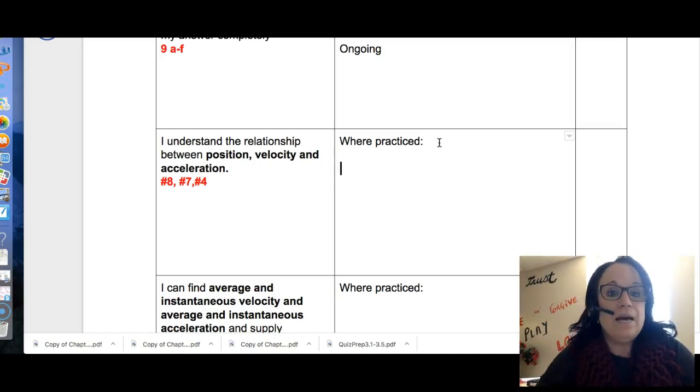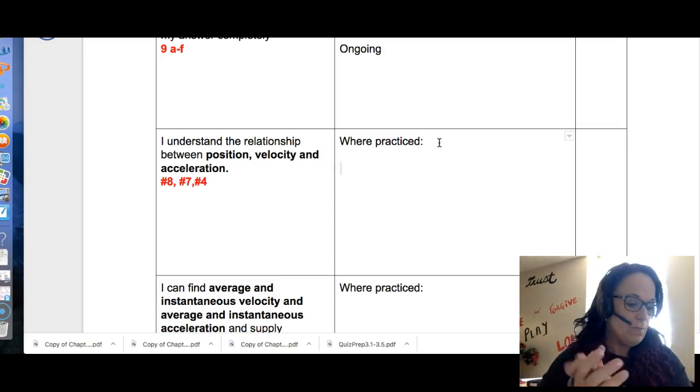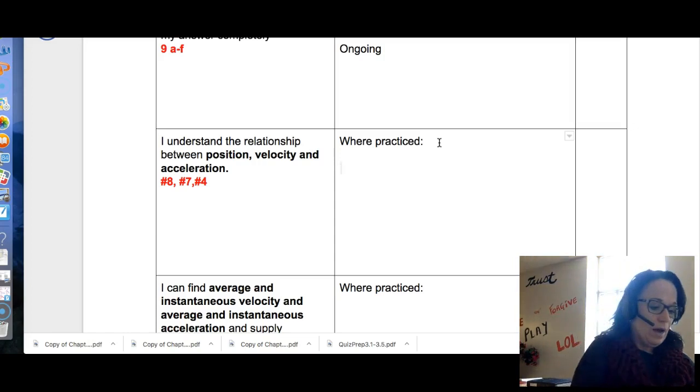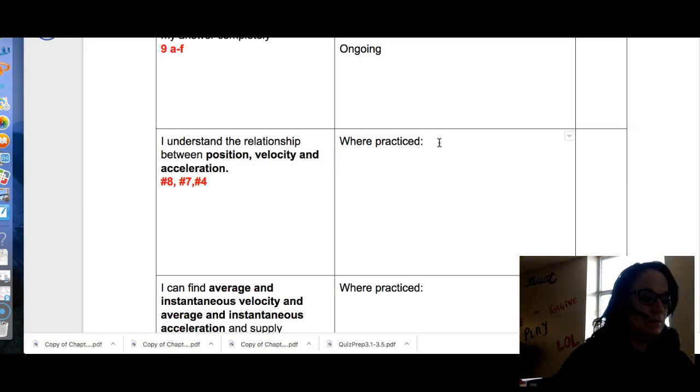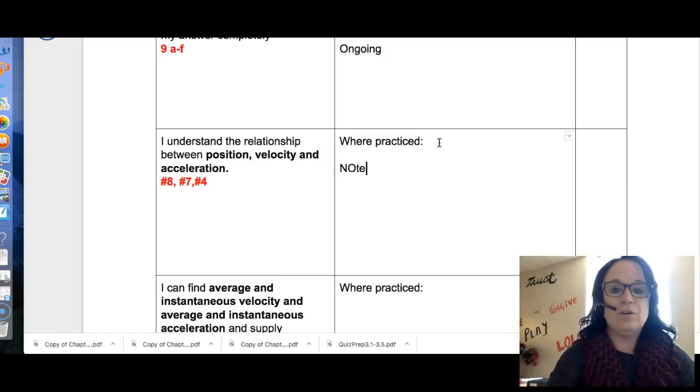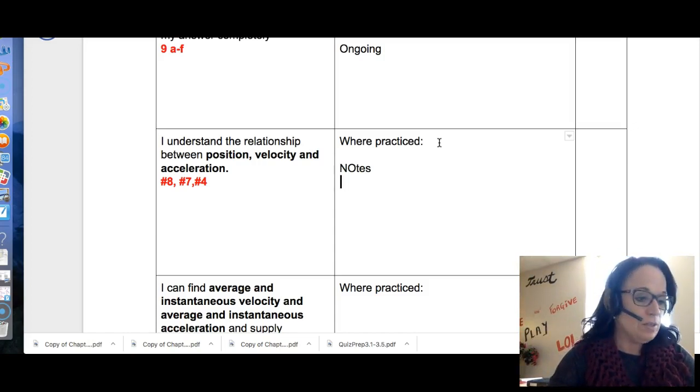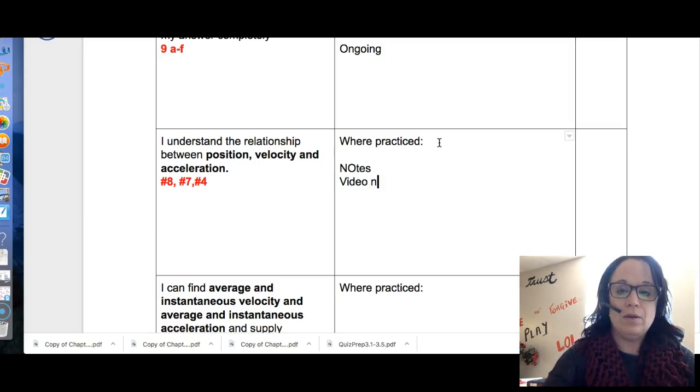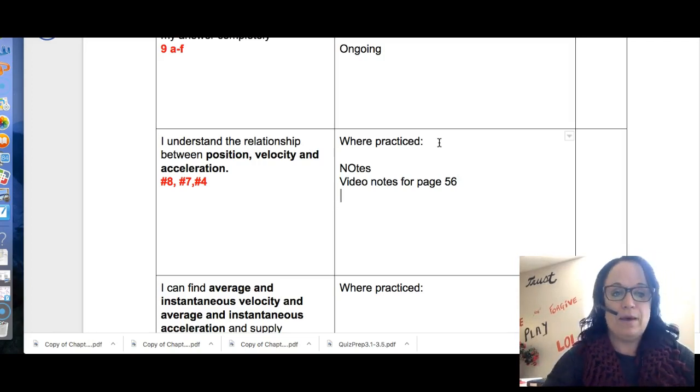So awesome. I understand the relationship between position, velocity, and acceleration. There's several questions on our particle motion. So this is all over the place in your notes if you want to go look there. Also, a big one for this was the video notes for page 56. That would be a really good one to watch if you haven't watched it.